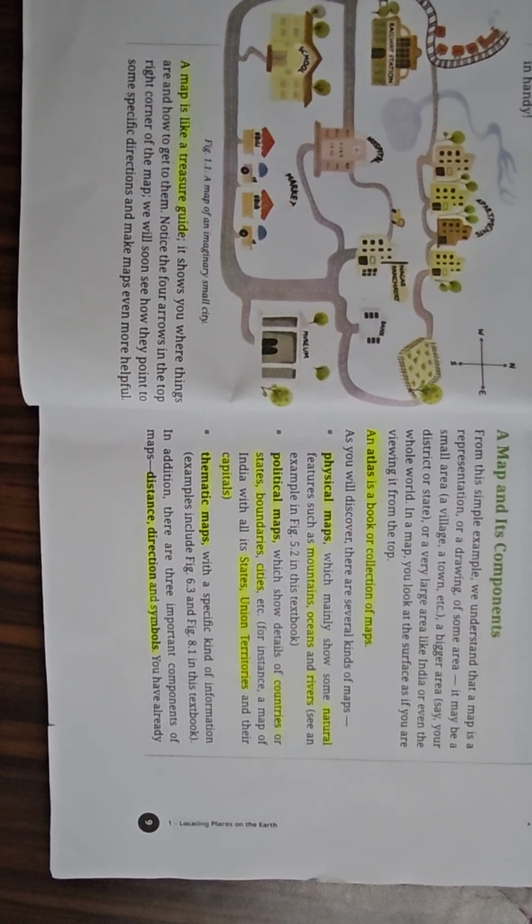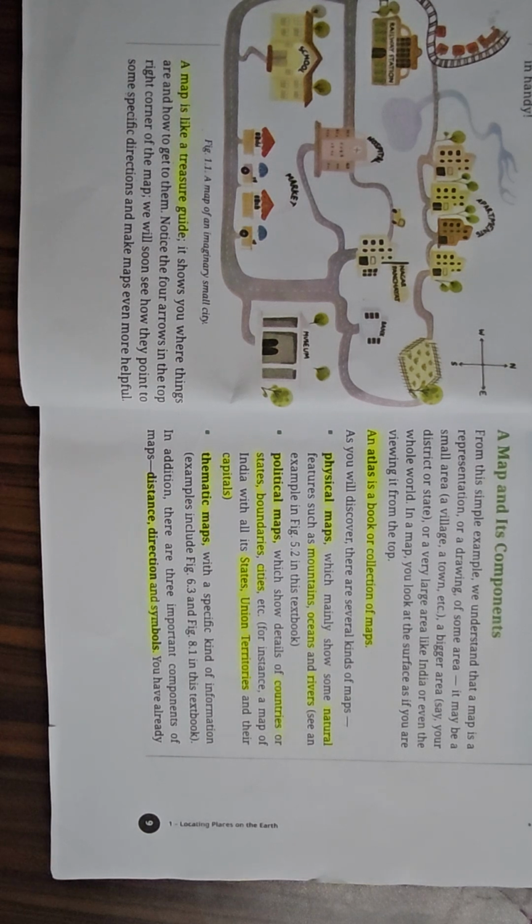A map and its components. From this simple example, we understand that a map is a representation or a drawing of some area. It may be a small area, a village, a town, etc., a bigger area, say your district or state, or a very large area like India or even the whole world. In a map, you look at the surface as if you are viewing it from the top. An atlas is a book or collection of maps.